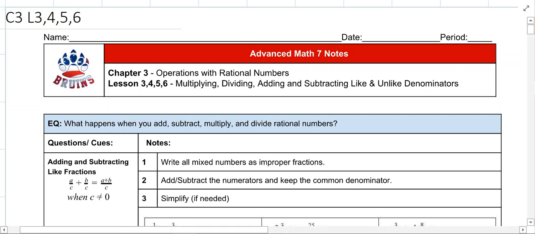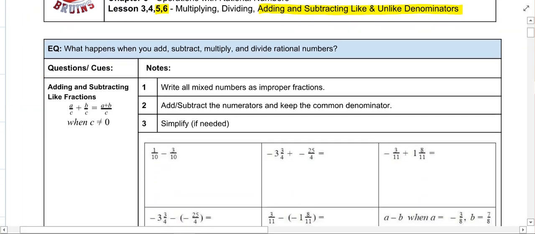Now, these notes take care of 3, 4, 5, and 6 of Chapter 3, but we are only going to be doing adding and subtracting of like and unlike denominators today. That would be lessons 5 and 6. We are going to save multiplying and dividing, lessons 3 and 4, for Monday. So you will have a lot less work than I had planned for you last night. So here we go. Let's get into it.